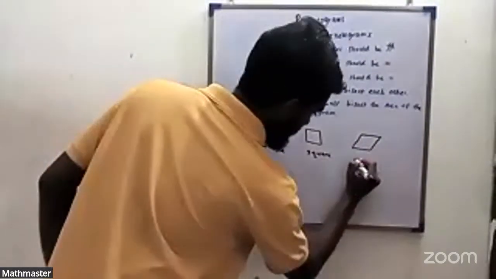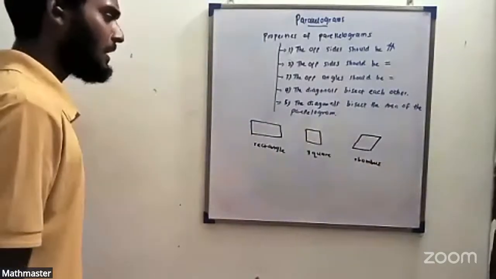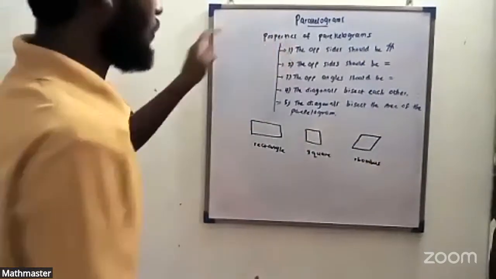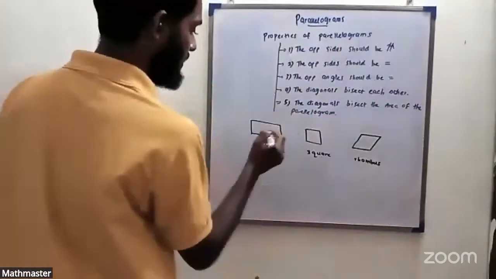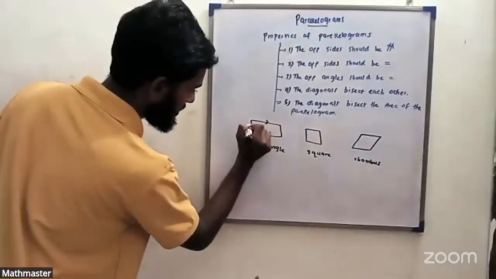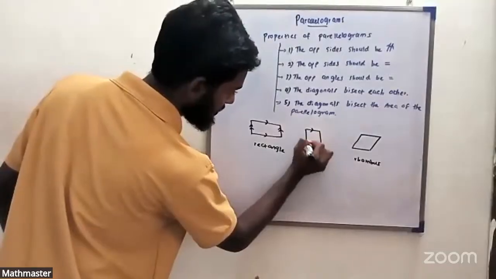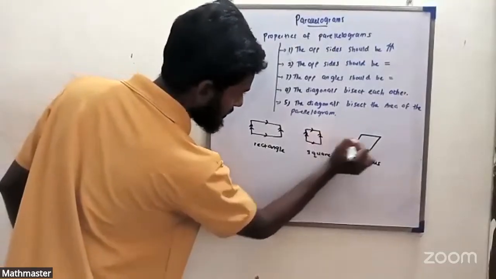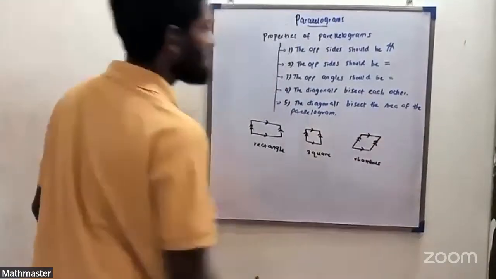This is called rhombus, RHOMBUS. Let's see whether these properties are there. All three are parallelograms. First one: the opposite sides should be parallel. Yes, this is parallel to this, this is parallel to this. That's true. Here also this is parallel to this, this is parallel to this. First property done.